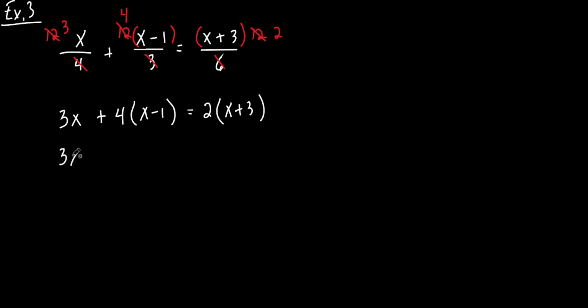So I've got 3x plus, distribute the 4, so that would give us 4x minus 4. Distribute the 2, that gives us 2x plus 6. Let's add some like terms. I can add some like terms on the left-hand side. 3x plus 4x is 7x. I'll just write this down.